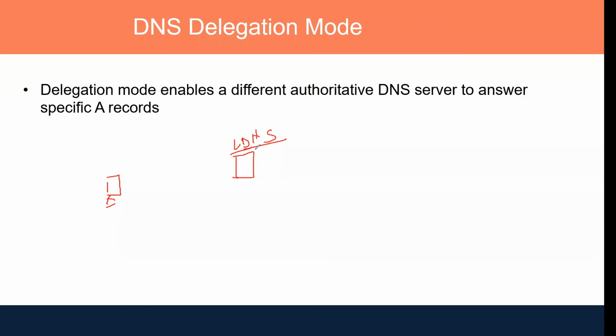So you can define the delegation. When you define the delegation role to another server, this server is going to resolve the query that would be sent over here. So that query would be resolved by another DNS server, which is an authoritative DNS server, and that is a delegated DNS service.